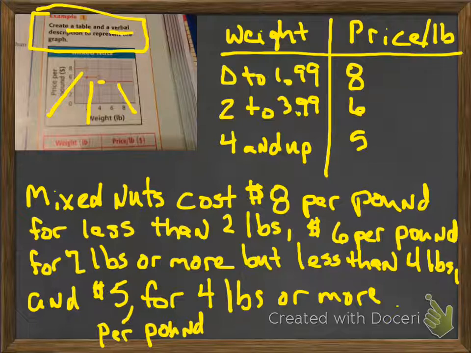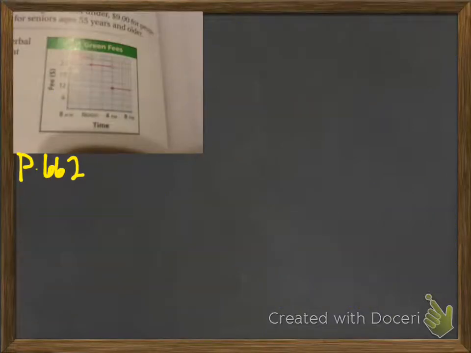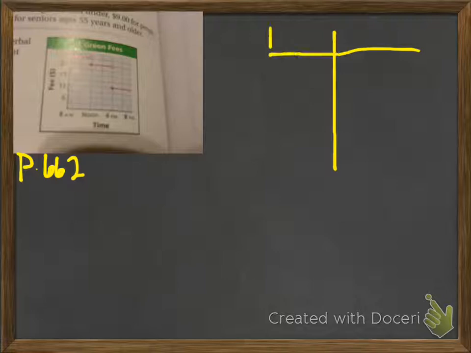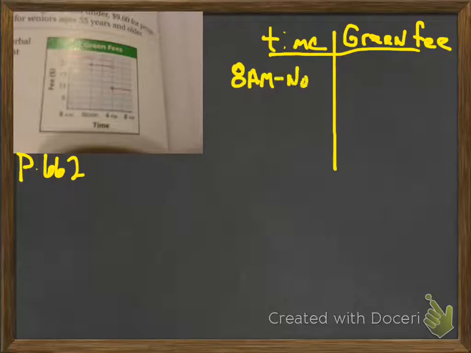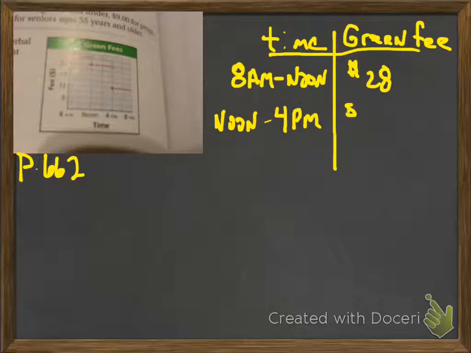Another example, from page 662 on the bottom of the page, you should see something that talks about green fees and times. And as you can see there, the earlier it is, the more expensive it is for the green fee, because that's a more opportune time. That's times when they know people would want to be there. So at 8 o'clock in the morning when they open up till about noon, they will charge a more expensive fee of, what is that, $28. And then from noon to 4 they charge $25.